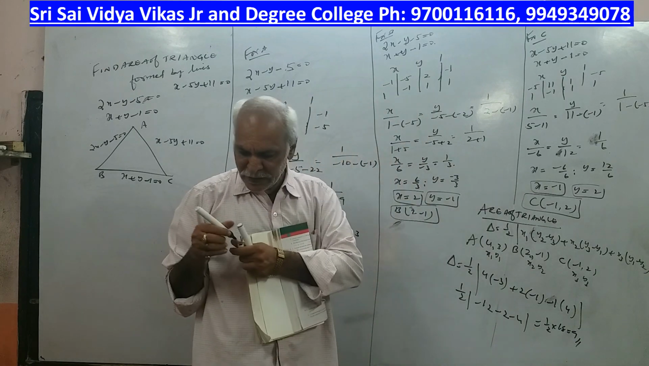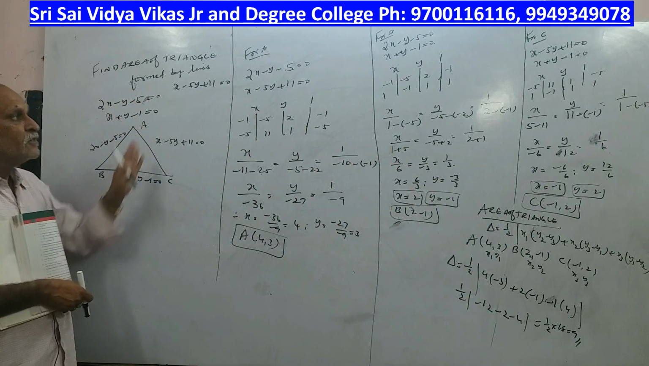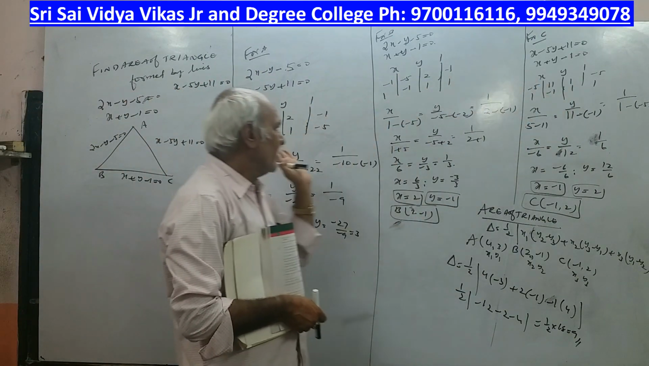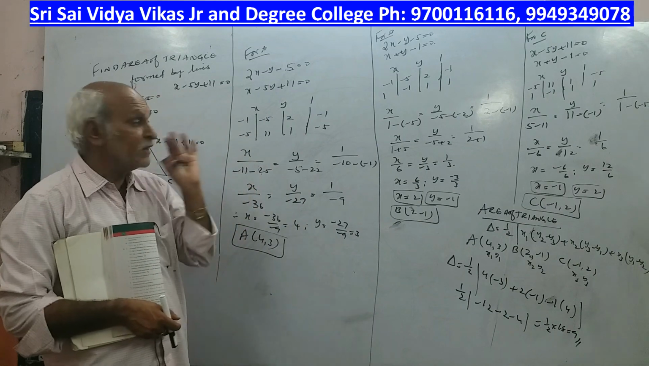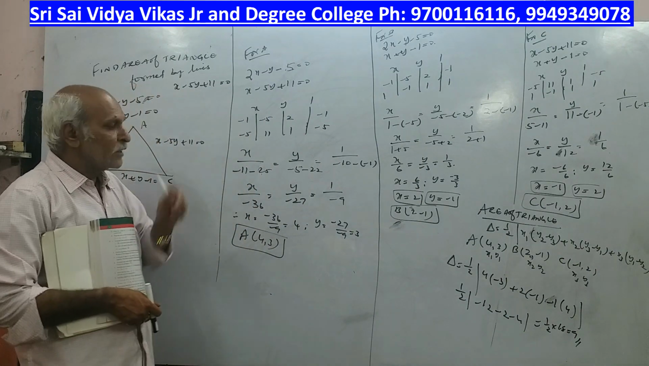So what is this problem? It is based on point of intersection. You have to draw a triangle. You have to find A point, B point, C point. Okay, if you learn this method, it will be very, very easy, sir. Cross multiplication method, most important method. Okay, we will continue next class.